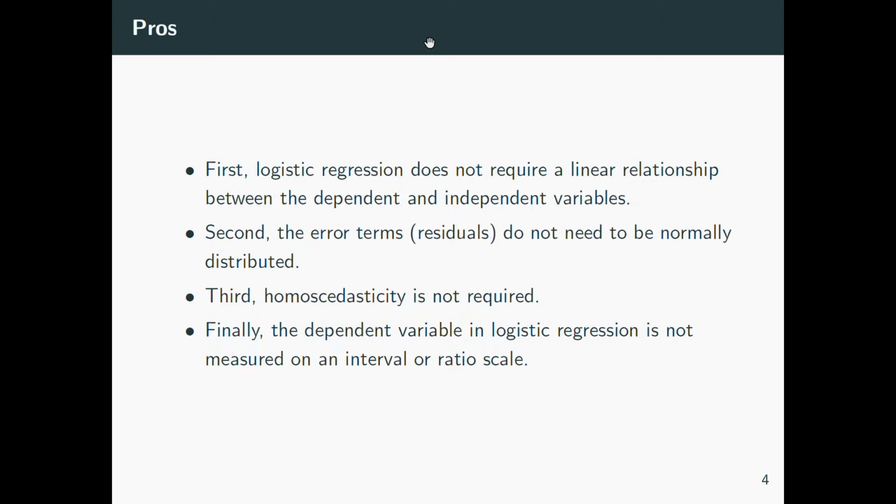Pros. First, logistic regression does not require a linear relationship between the dependent and independent variables. Second, the error terms, residuals, do not need to be normally distributed. Third, homoscedasticity is not required. Finally, the dependent variable in logistic regression is not measured on an interval or ratio scale.